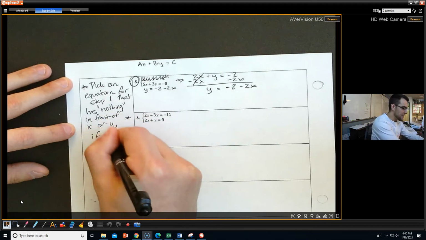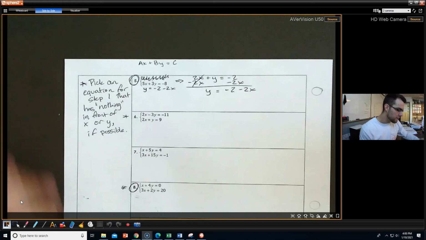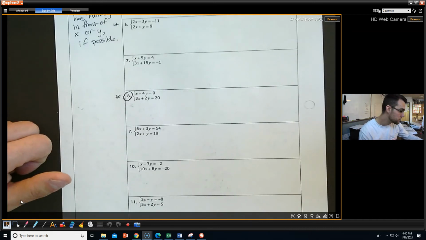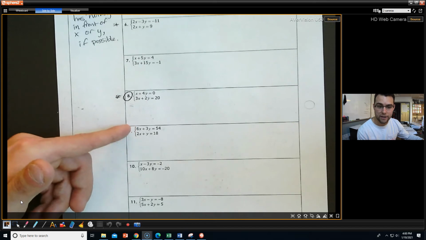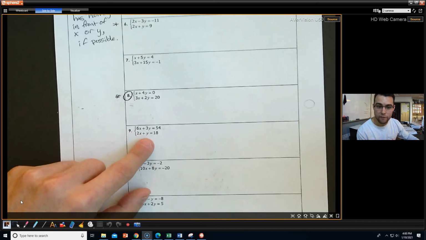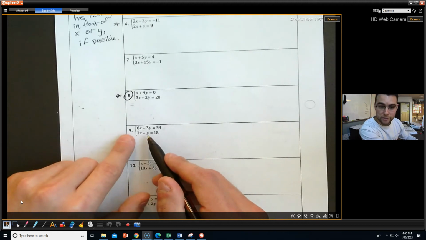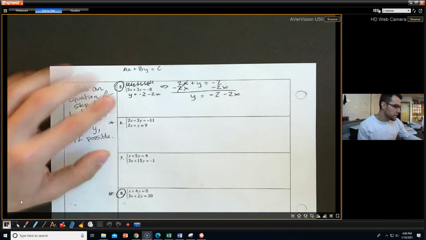If possible. It's not always possible. It might not be possible, right? So sometimes you do have to get a little bit more creative. But for the most part, looking at all these, you're probably not going to have issues with that at all. All of these have something like, even this bottom equation, you have y by itself. You have y with no number in front, so you can subtract the 2x over, and you'll have that. So let's take a look at this right here.